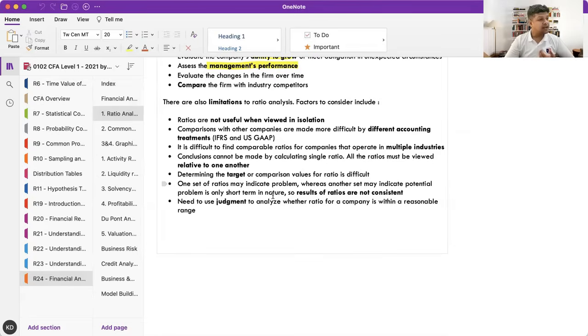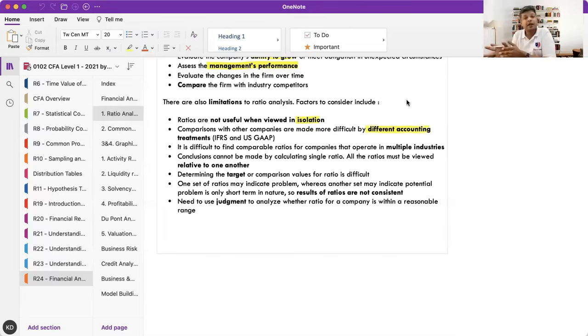Second, the biggest problem that you face is different accounting treatments, IFRS and US GAAP, because of which the ratios may look different, but they may not actually be different. Is that clear, everyone? So what are the problems? First, you should not view in isolation. Different accounting treatment is a problem. The third, ratios between multiple industries will be different. They may not be the same. So you should be ready to compare relatable companies.